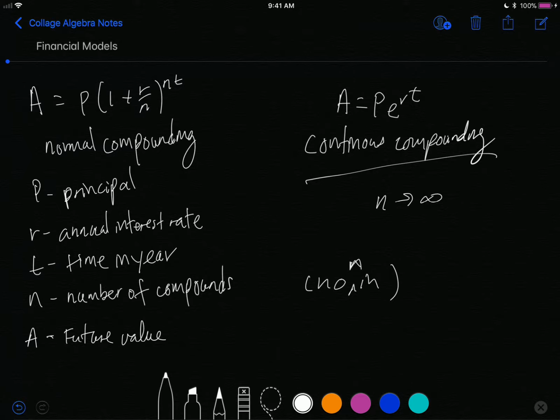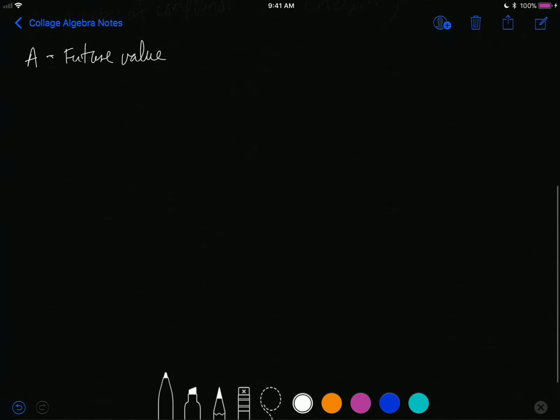So let's look at 2 questions, and we'll do the questions from 2 perspectives, one from normal compounding and one from continuous compounding, to get a feel of how much more money you get if you're always compounding as opposed to sometimes compounding. First question: how much money will you have after 4 years if you invest $2,000 at a rate of 7%, compounded monthly and then compounded continuously?